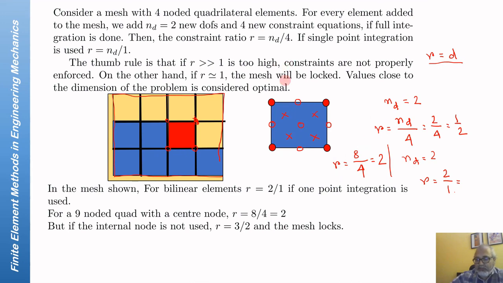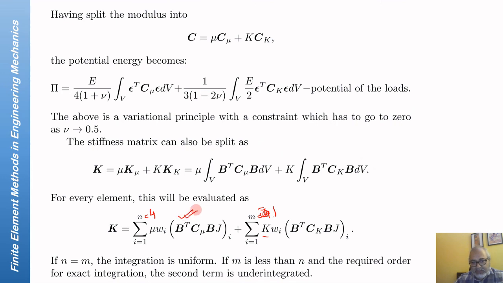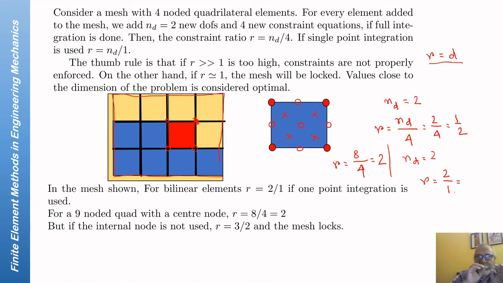For this 9-noded element, the correct integration order for this term is m equal to 4. In that case, I will have properly imposed the constraint of zero volumetric strain if I use 4 integration points. I will impose zero volumetric strain quite easily, and my r will be equal to 2. If I don't use this central node and still use 4 Gauss points, then for every element I'll be adding 1, 2, 3 nodes, and then r will be 6 divided by 4, which is 3 by 2, which is still less than the dimension of the problem, which is 2, and this will also lead to locking.